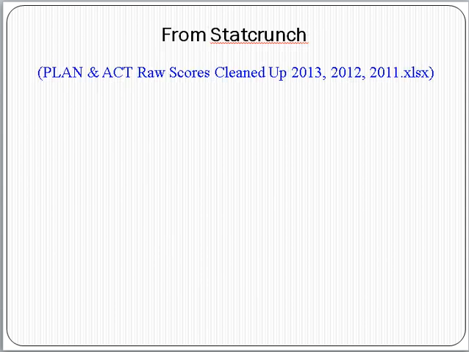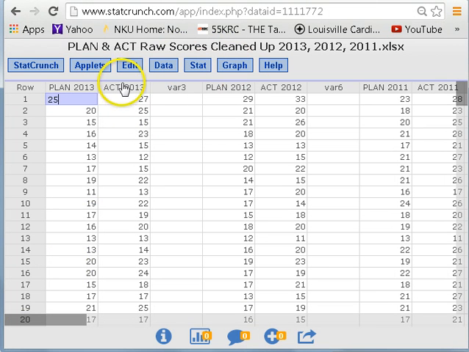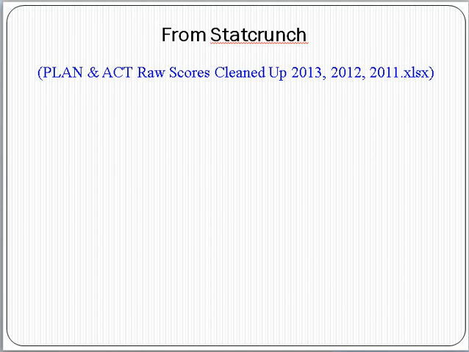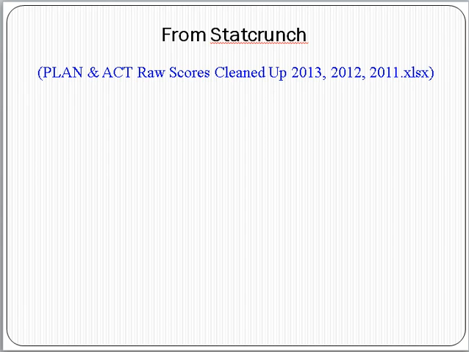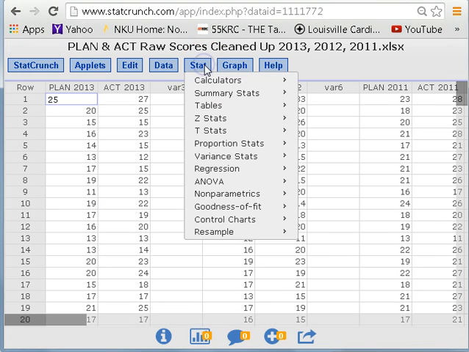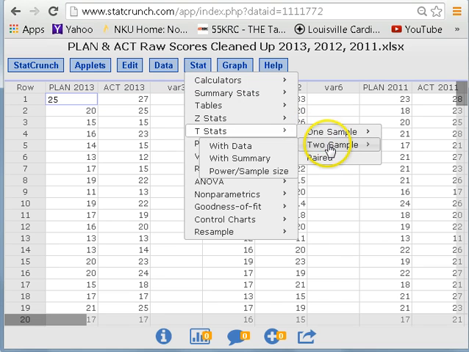All right. What I've done is I've loaded some data into StatCrunch, and here it is. This is our ACT 2013 versus ACT 2012. Let me make sure I'm looking at group 1 as 2013, group 2 as 2012. So I'm going to go to StatCrunch, Stat, T statistics. Two sample is independent; paired, again, is dependent. So two sample. We have the data, so we'll go with data. If you're just given the means and standard deviations, it would be with summary, but we have the data.